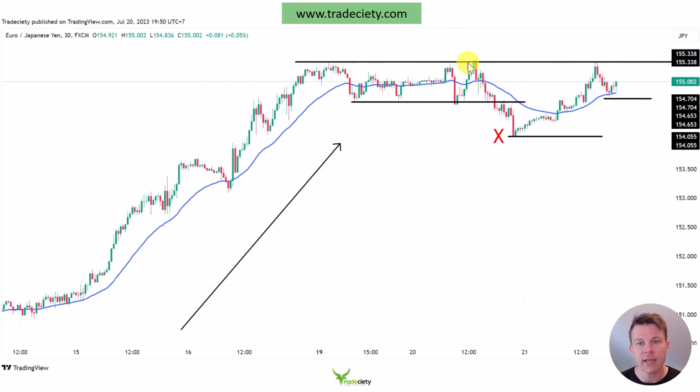Then the market here hit the double top. And after the double top, the market tried to sell off. At that point, I think a lot of traders were looking to short the market because they thought this longer term trend is ready to reverse to the downside.